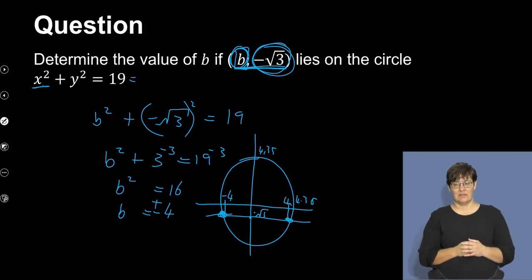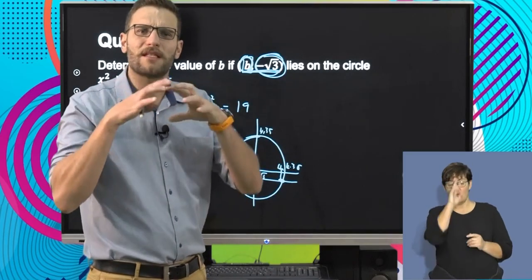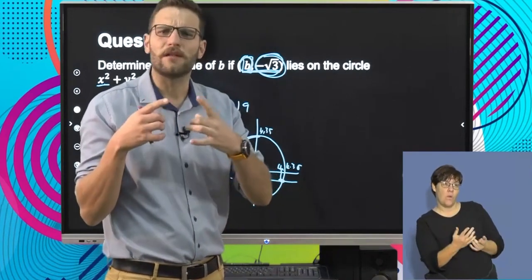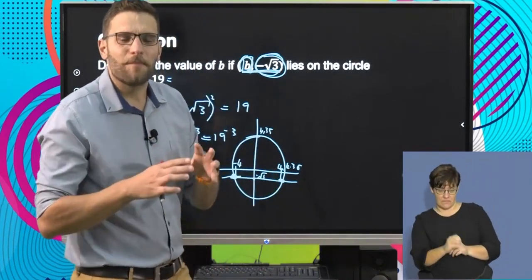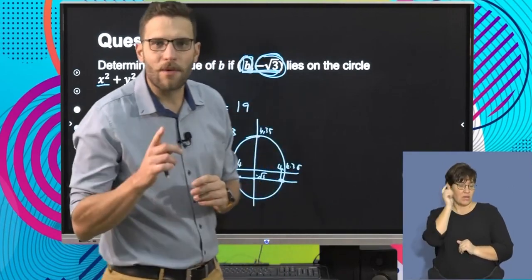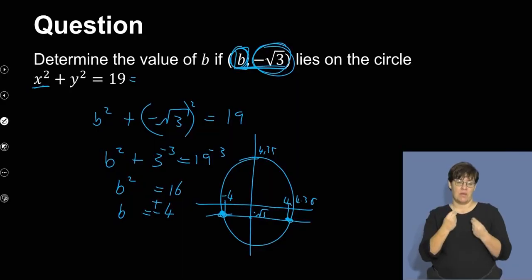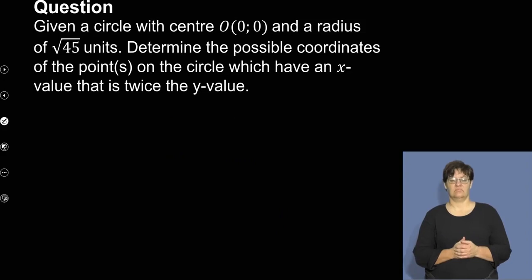And so let's be very careful here. It's always nice to remember what the sketch looks like so that we can decide if there are 2 answers or 1 answer. But let's just remember that when we square root, I'm always going to get a plus and a minus. Excellent. So let's move on to the next question.